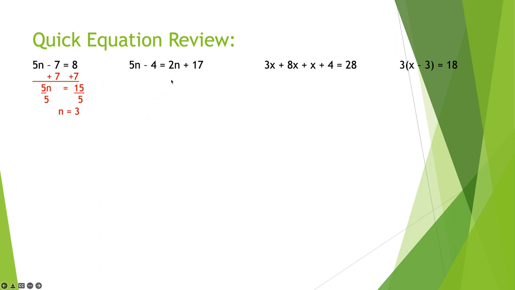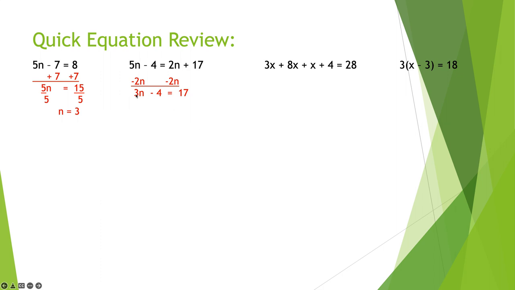Next one, opposite side, opposite operation. What I am noticing here is that I always look at the variables first. The 2n and the 5n are on opposite sides. Whenever they're on opposite sides, you want to do the opposite operation. And what I'm doing with that is I'm going to get rid of the smaller number of n's first. So I'm going to subtract 2n from both sides. That gives me 3n minus 4 equals 17.